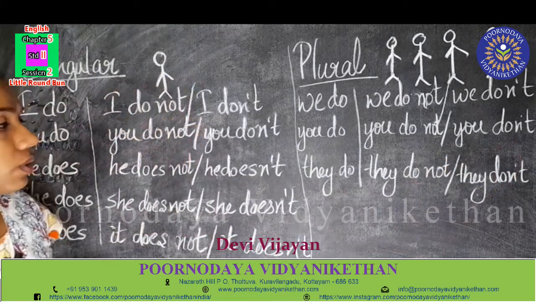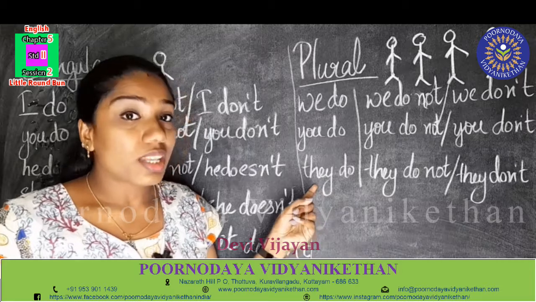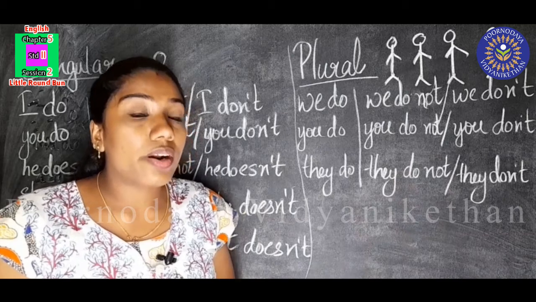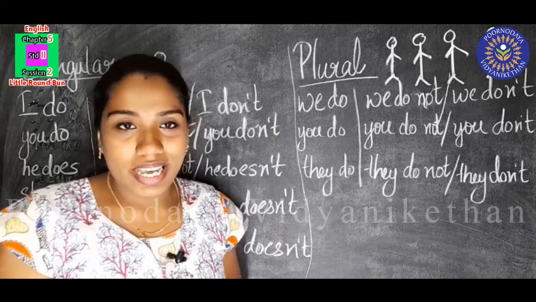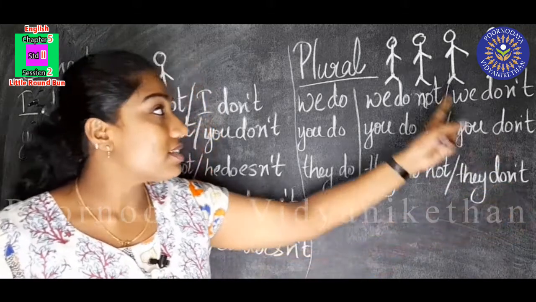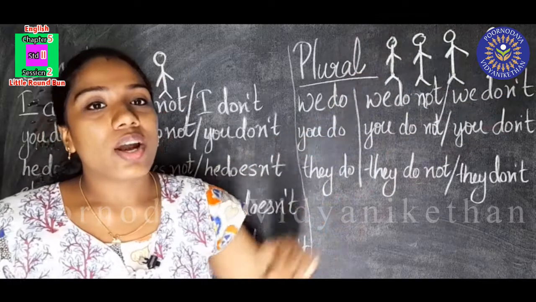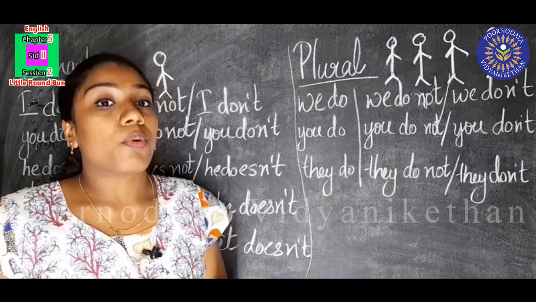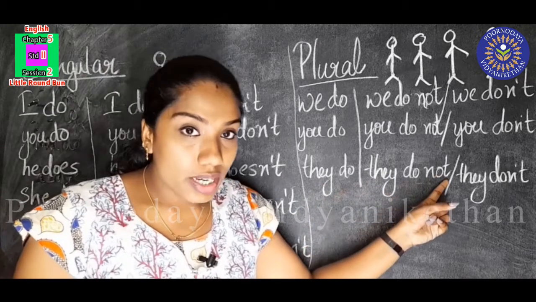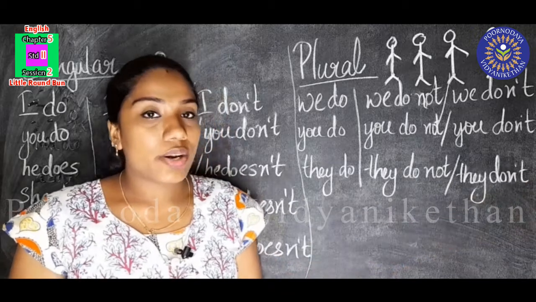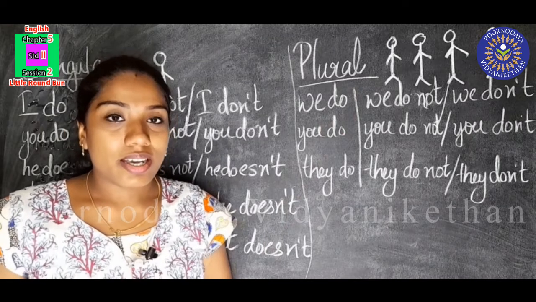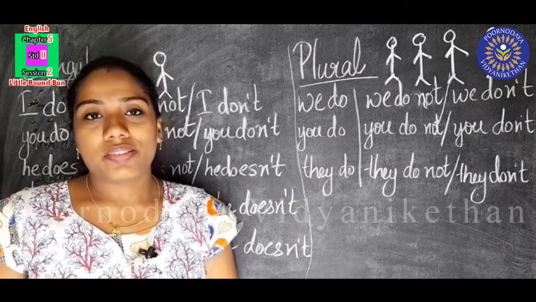Now, the last one, they. They means when we speak about some other people or animals or things. They do, they do not, or they don't, because they are more than one person. Did you understand singular and plural? Did you understand, children?